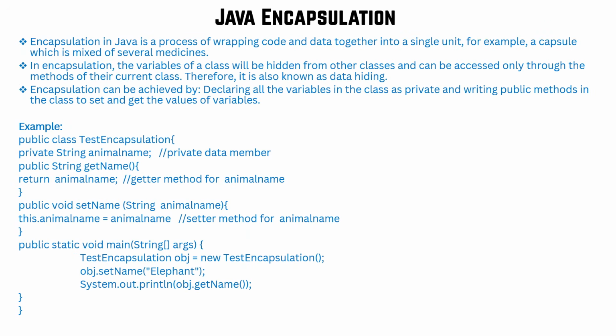Then encapsulation is hiding the data, whereas abstraction is hiding the implementation details. Encapsulation in Java is the process of wrapping code and data together into a single unit. In encapsulation you will have a public class, private variables, and public getter and setter methods. You can call the setter method to set the value, and you can call the getter method to get the value.